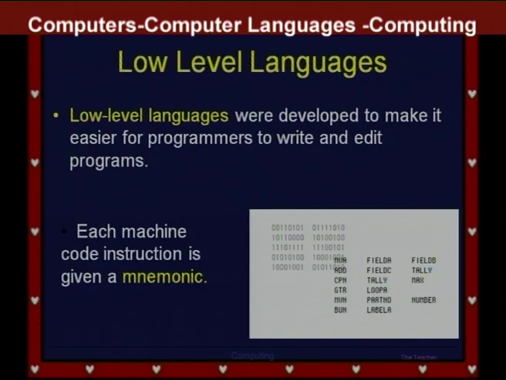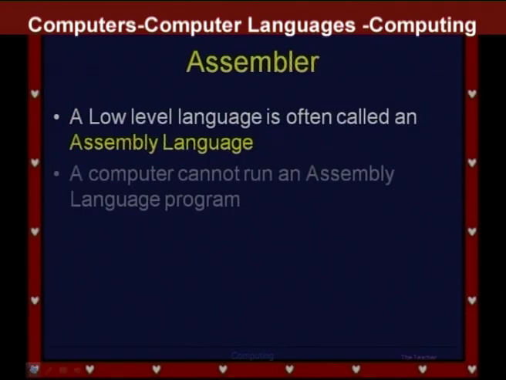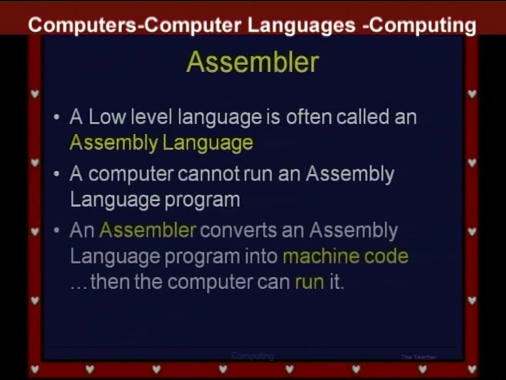You can see in the picture we have zeros and ones, and we have English words, right? So that is the difference. Zeros and ones you cannot understand, but English you can understand. So that is low level language. Similarly, we have assembly language, or assembler, or assembly level language. Ideally, all low level languages are also called assembly languages.